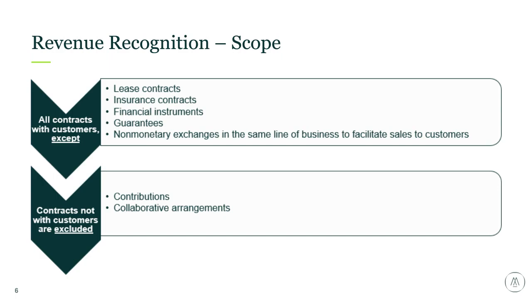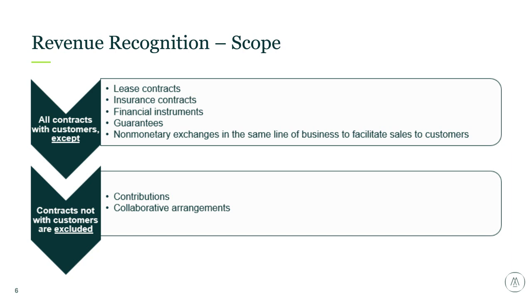Let's start with the scope of this standard. It includes all contracts with customers except for those that fall under the lease contract guidance, the insurance contract guidance, financial instruments, guarantees, and non-monetary exchanges. And then, of course, contributions and collaborative arrangements are excluded. So when we talk about insurance contracts, that means insurance contracts accounted for under Topic 944.